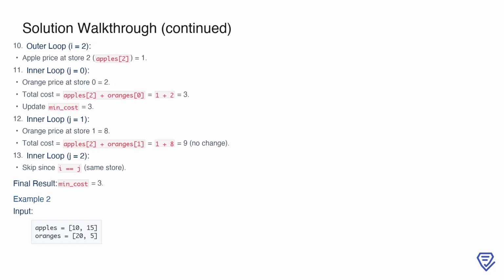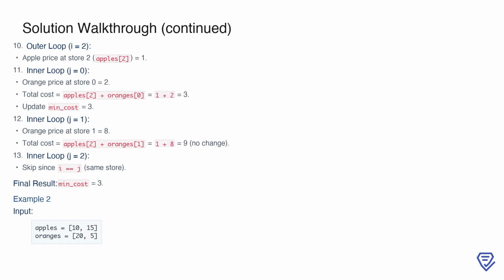Next, for j equals 1, the orange price is 8, giving a total cost of 1 plus 8, which equals 9, which does not affect the minimum cost. For j equals 2, we skip the combination since i equals j. Having completed all iterations, the final result for this example is min_cost equals 3.